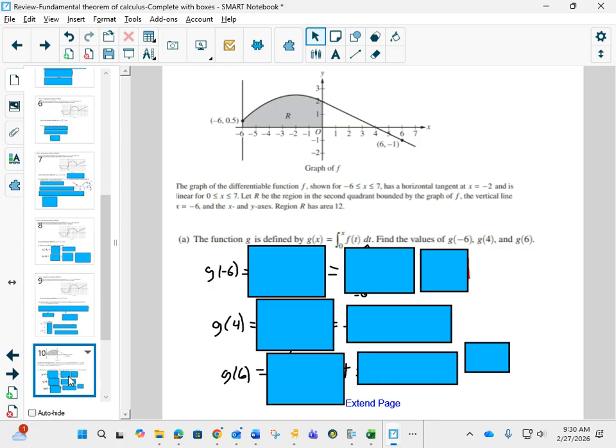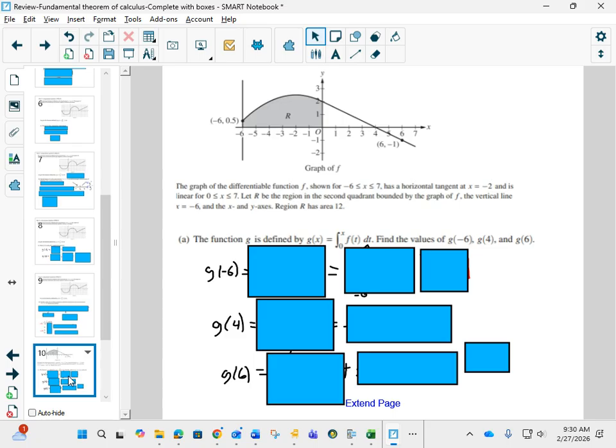Here's our new graph from -6 to 7. It has a horizontal tangent at x equals -2. It's a straight line from 0 to 7. Let R be the region in the second quadrant bounded by the graph, the vertical line x equals -6, and the x and y axes. And we're told that this has an area of 12.